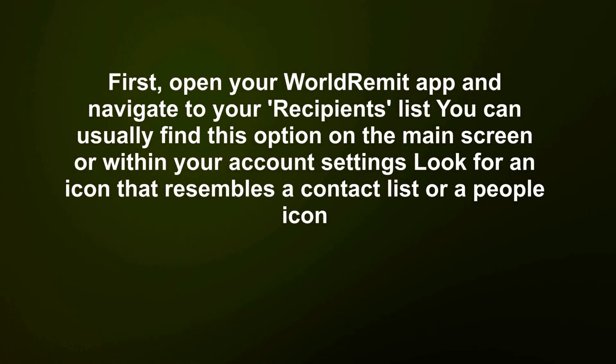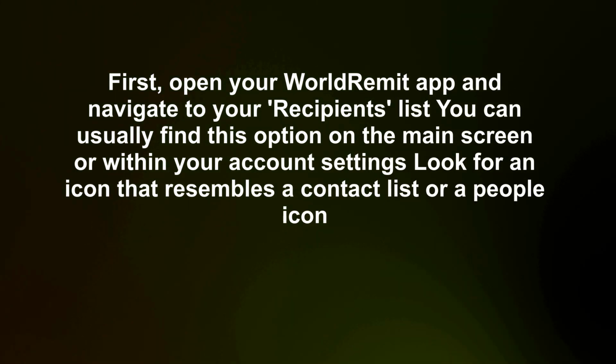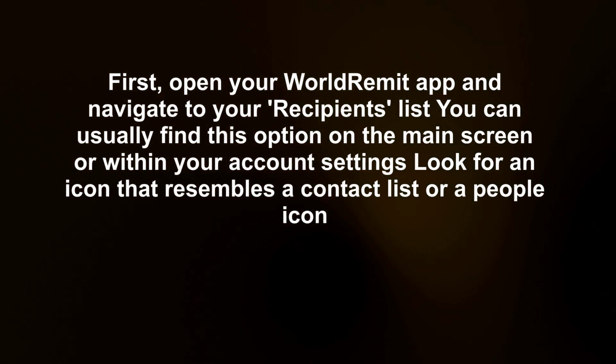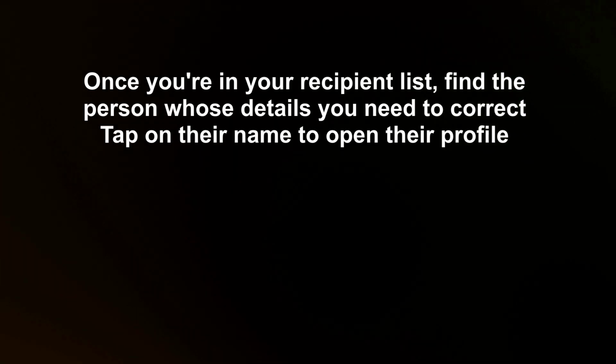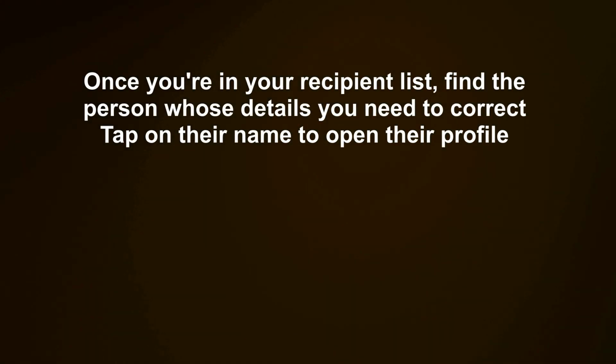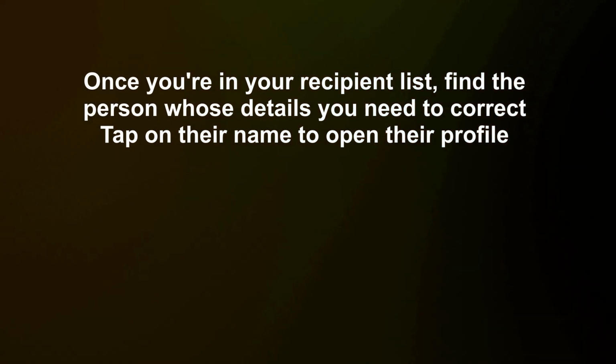You can usually find this option on the main screen or within your account settings. Look for an icon that resembles a contact list or a people icon. Once you're in your recipient list, find the person whose details you need to correct. Tap on their name to open their profile.